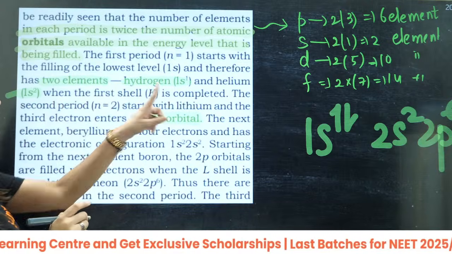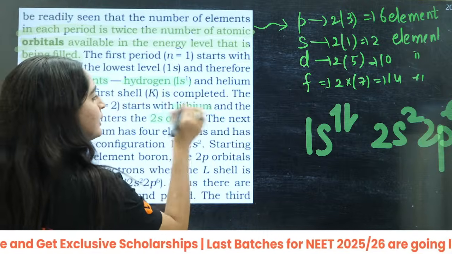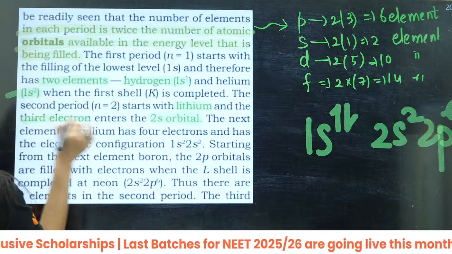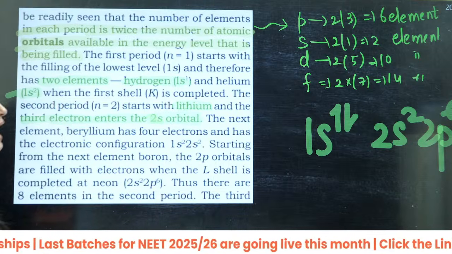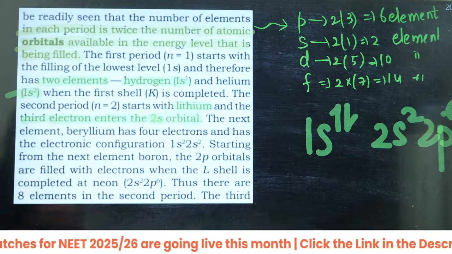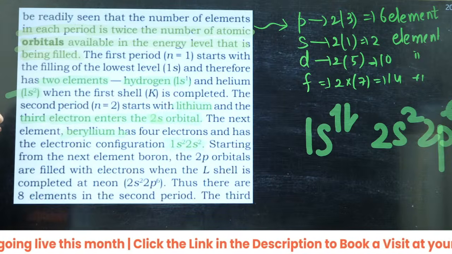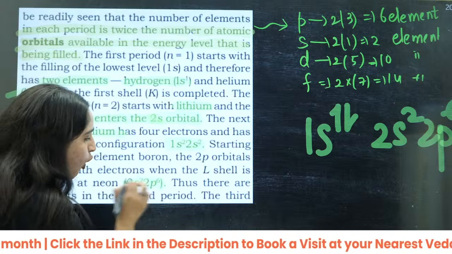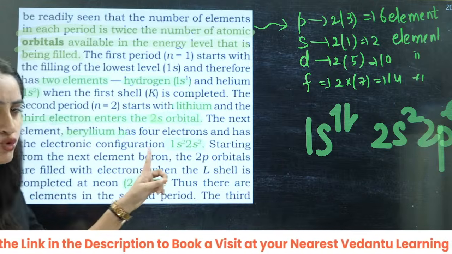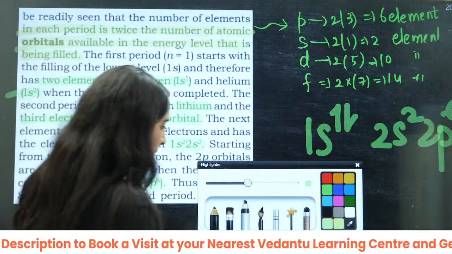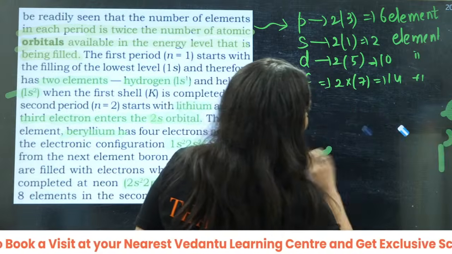Now what he is saying, the period number 2 starts with lithium and the third electron enters the 2s orbital. Then it goes to beryllium. Then beryllium has 1s2, 2s2 and so on. It fills all the electrons here, that is 2s2, 2p6. Basically what exactly happens here?